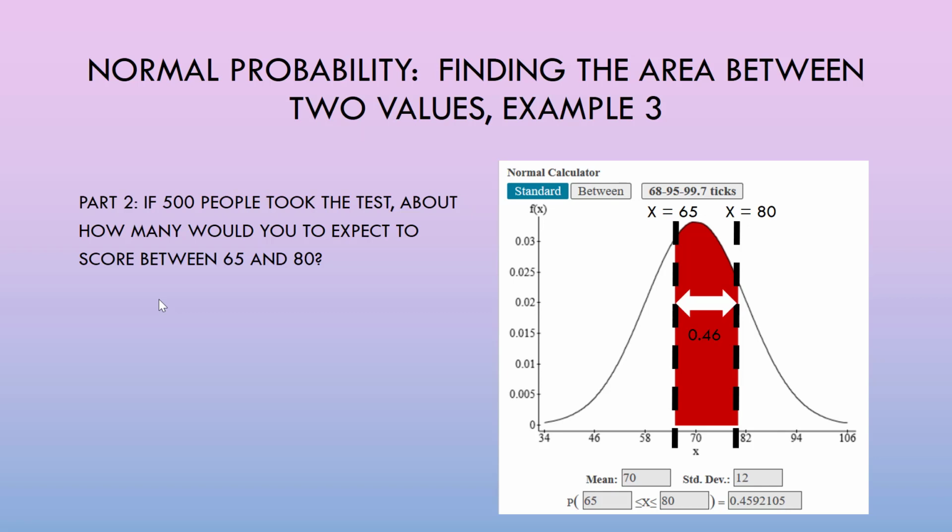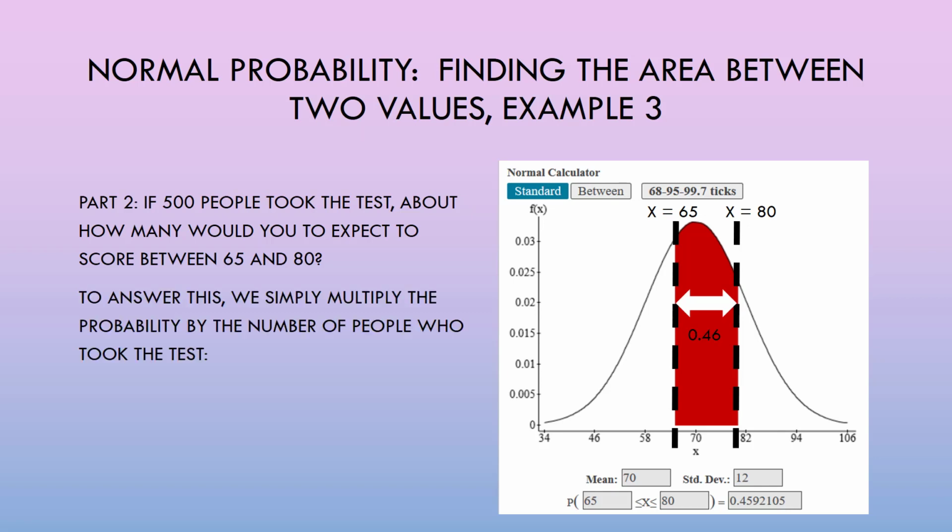Part 2. If 500 people took the test, about how many would you expect to score between 65 and 80? To answer this, we simply multiply the probability by the number of people who took the test. Remember, the probability is about 0.46, and 500 people took the test. Multiplying these numbers, we find that about 230 people would be expected to score between 65 and 80.